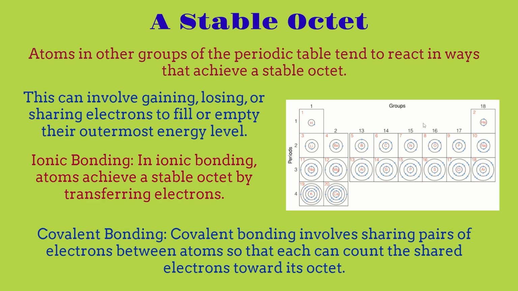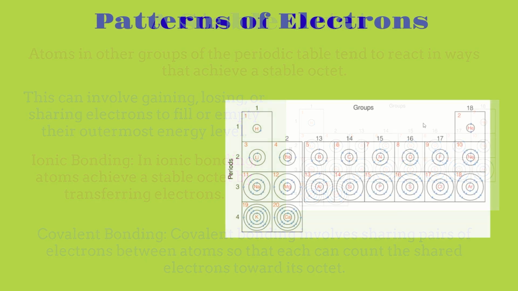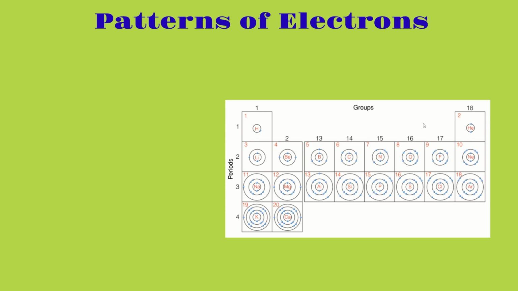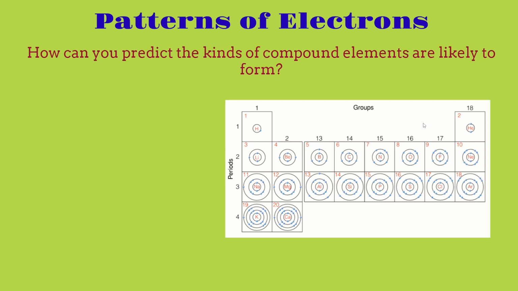So this is how they achieve a stable octet. And now we're going to talk about the patterns of electrons. So how can you predict the kinds of compound elements that are likely to form? And there's 4 different ways.